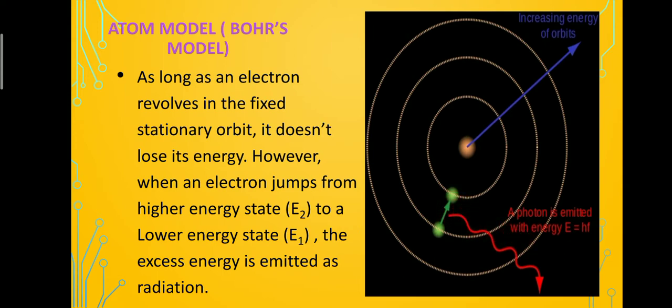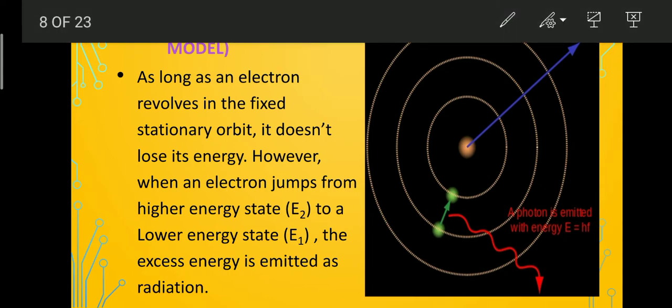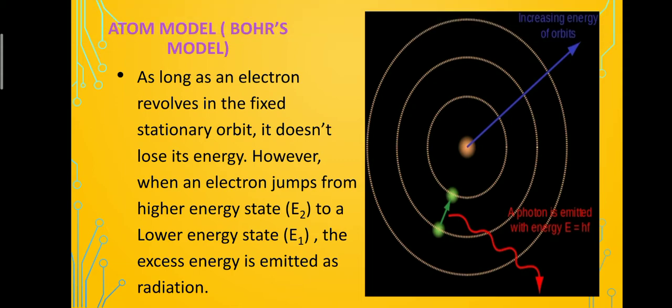So the energy will be radiated if an electron jumps from a higher level to a lower level, and this is known as radiation. And in turn, if an electron moves from a lower level to a higher level, it will absorb energy and jump from the lower level to the higher level. So this was the model given by Bohr, and it could explain the stability of an atom, which was the demerit of the Rutherford model.